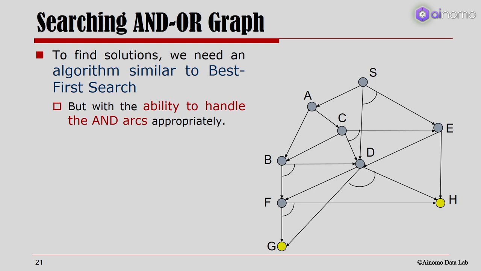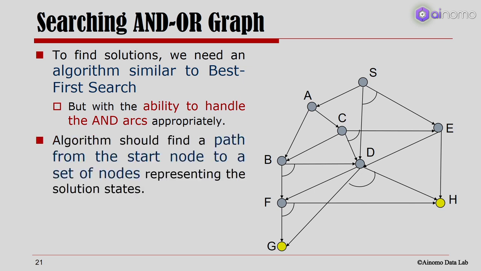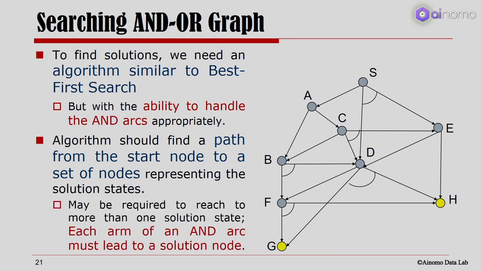So we are looking for some algorithm which does something like the best first search, but should be able to handle the AND arcs appropriately. This is what we will try to understand in this part of the lecture. And another thing is the algorithm that should find a path from the start node to the set of nodes representing the solution states may be required to reach more than one solution state.